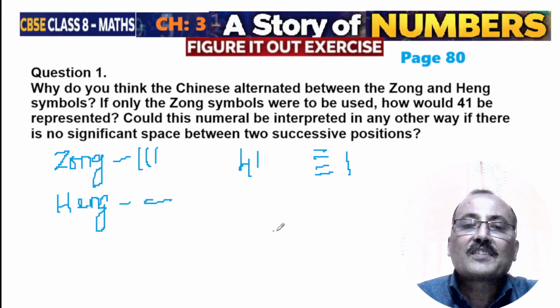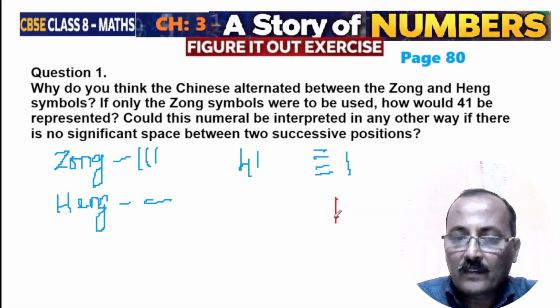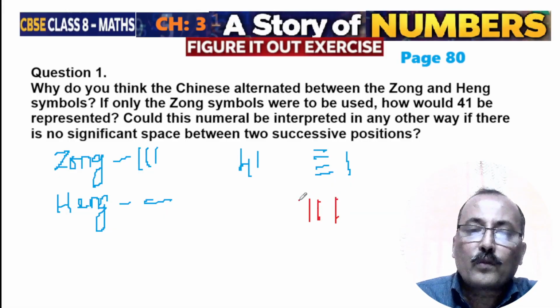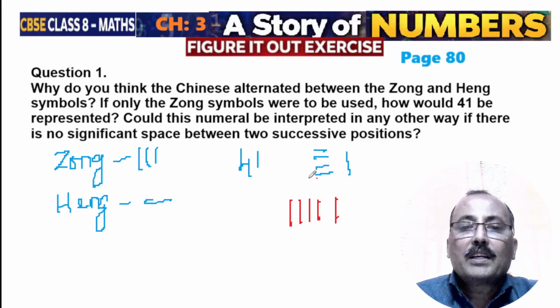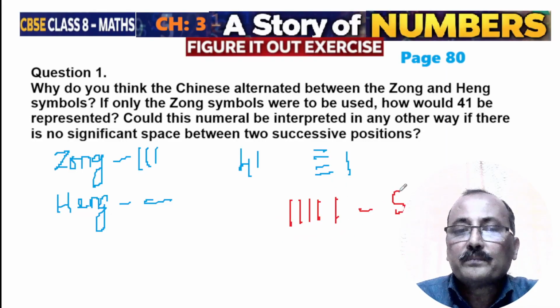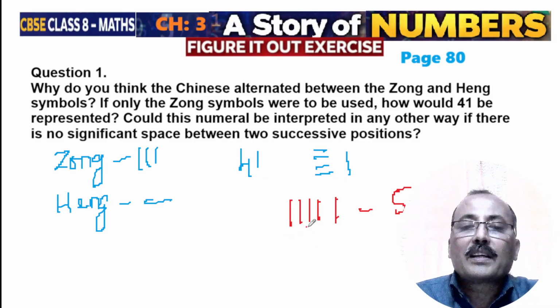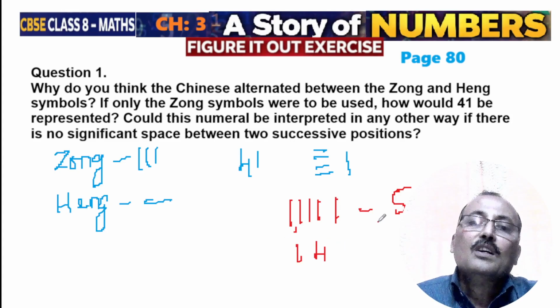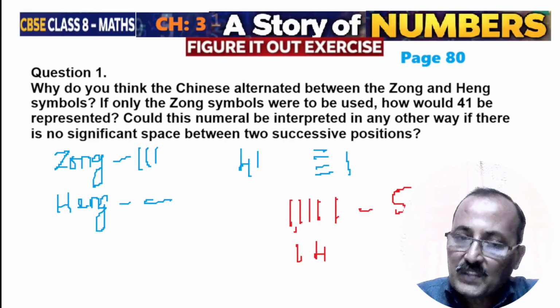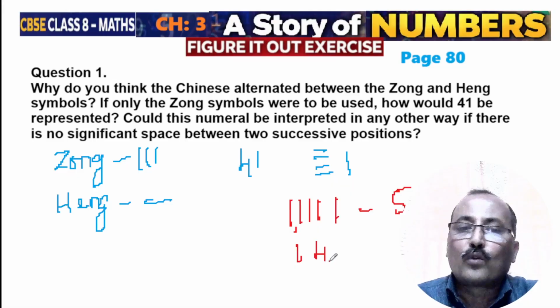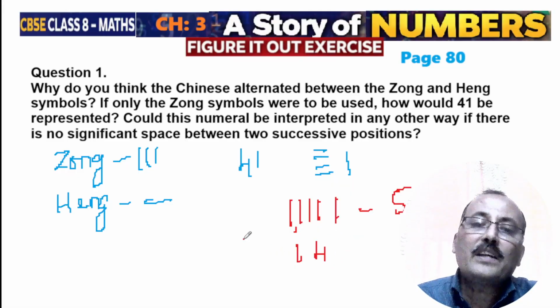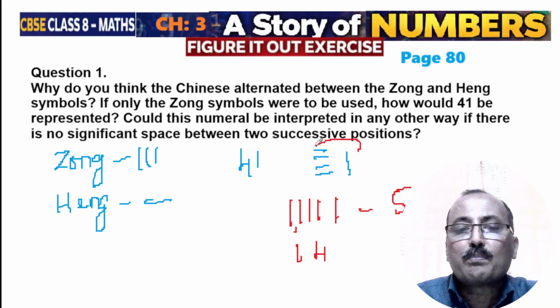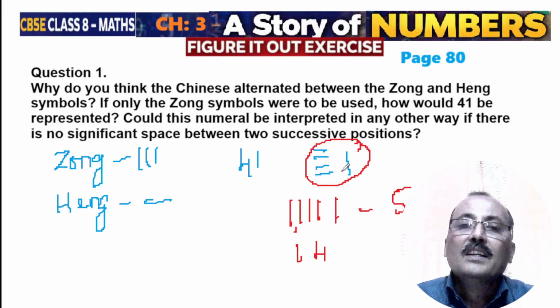Suppose they used only the Zong symbol. How would this look? We have to write 1 for the units place and 4 for the tens place. But it may look like 5. Or it may be interpreted as 1 separately and afterwards 4, that means 1, 4, so 14 also they can interpret. So they can understand it as 5 or as 14, and in many other ways. That's why, to avoid the confusion, they used this method of Zong and Heng.